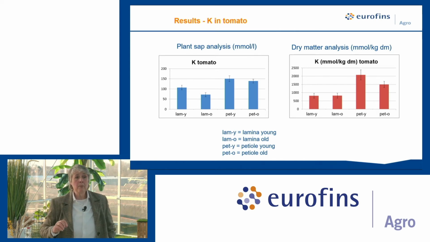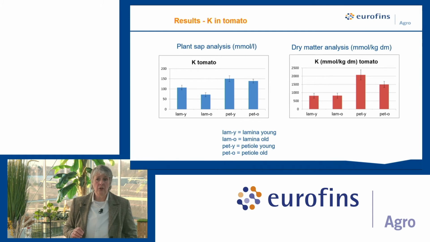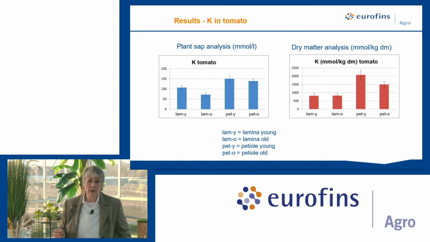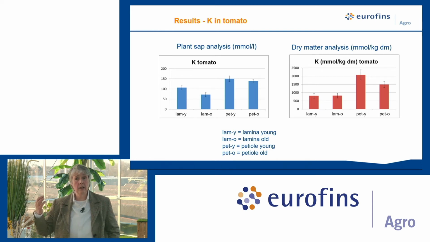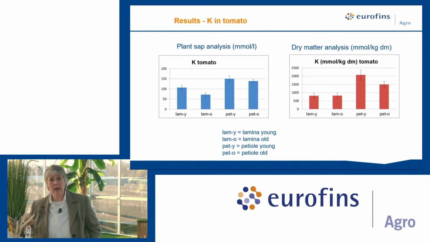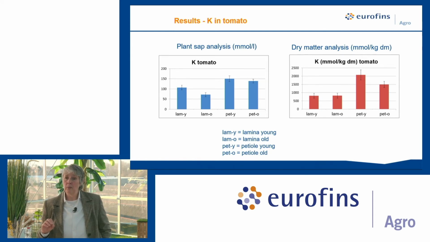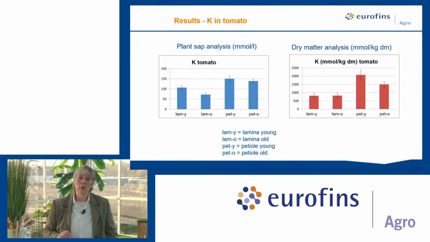You see a similar pattern for the dry matter analysis. So that's in millimoles. Look at the difference in unit. Plant sap is millimoles per liter. Dry matter analysis, millimoles per kilogram. Dry matter. Same pattern. Lots of potassium available in the petioles, in the young and old, and much less available in the laminae.